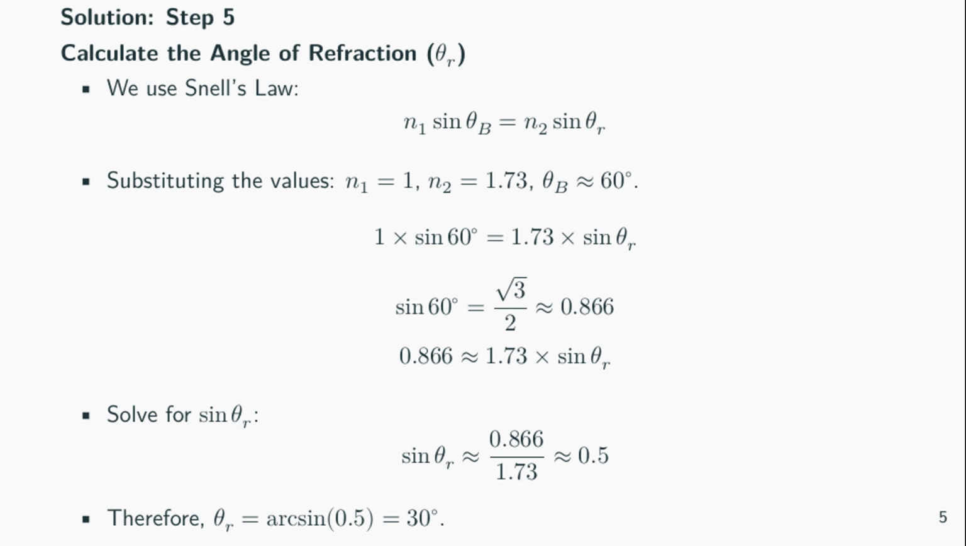Okay, we've dealt with the reflected light. What about the light that passes into the medium, the transmitted light? We need to calculate its angle, called the angle of refraction, theta r. To find the angle of refraction, we use Snell's law. This law relates the angles and refractive indices of the two media. We plug in our known values: n1 for air, n2 for the medium, and our angle of incidence, theta b, which is about 60 degrees. Using Snell's law with these values, we solve for the sine of theta r. This calculation gives us a value very close to 0.5 for the sine of theta r. The angle whose sine is 0.5 is 30 degrees. Therefore, the angle of refraction theta r is 30 degrees.